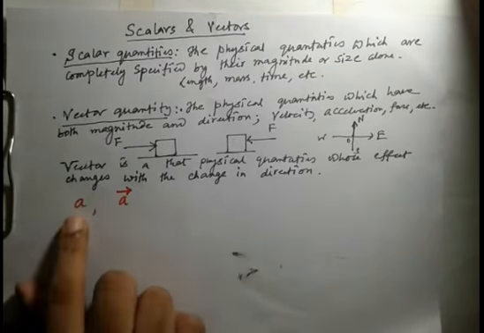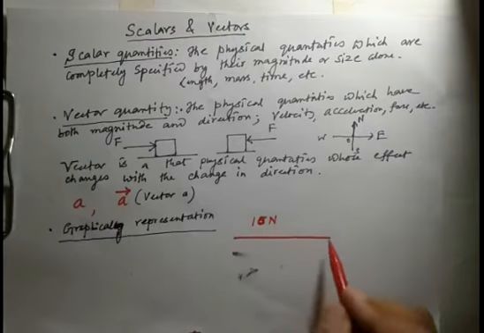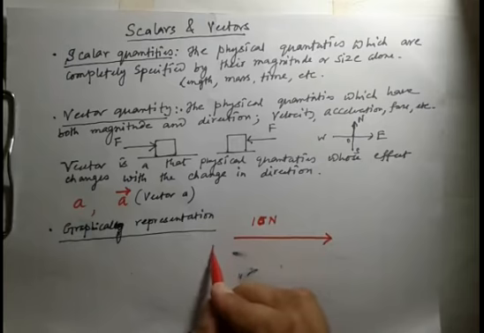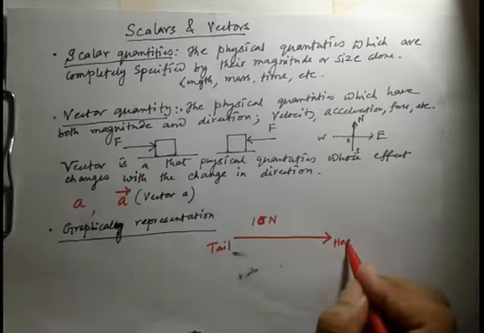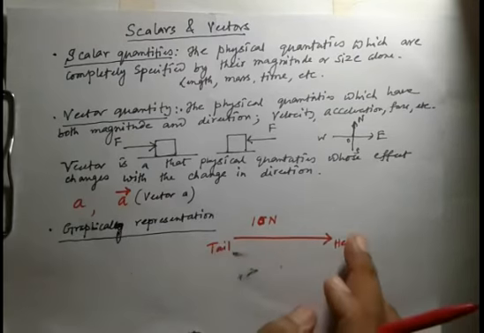Suppose I take force as an example. Suppose I say 5 Newton force, no, let's take 10 Newton force, it will be easier for understanding. Now this will be represented with one arrow. See, the arrow has a tail and a head. This is a vector. So a vector has a tail and one head.